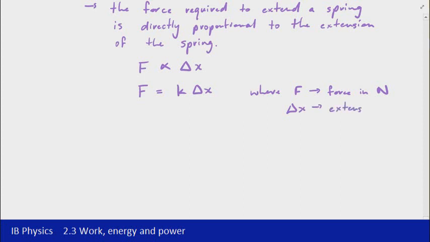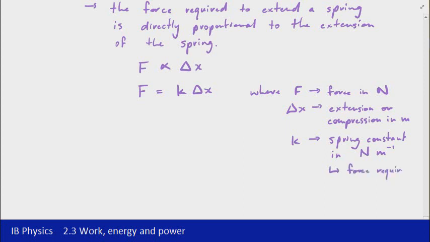So depending on what type of spring it is, whether it's an extension or compression spring, and that will be measured in meters. Now the value k here, it's a constant term. It's known as the spring constant. And if we have the units of force being in newtons and the units of the extension being in meters, then the units of the spring constant is newtons per meter. The way to think about spring constant is that it's the force required per meter of extension of the spring.